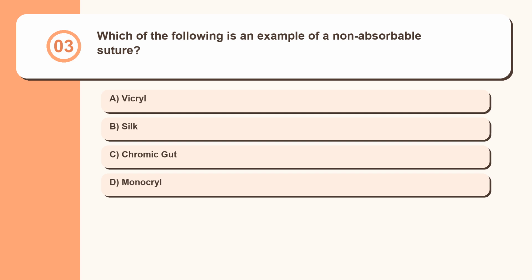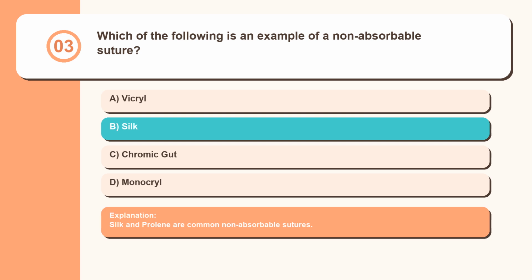Question 3. Which of the following is an example of a non-absorbable suture? Vicryl, silk, chromic gut, Monocryl. Silk and Prolene are common non-absorbable sutures.